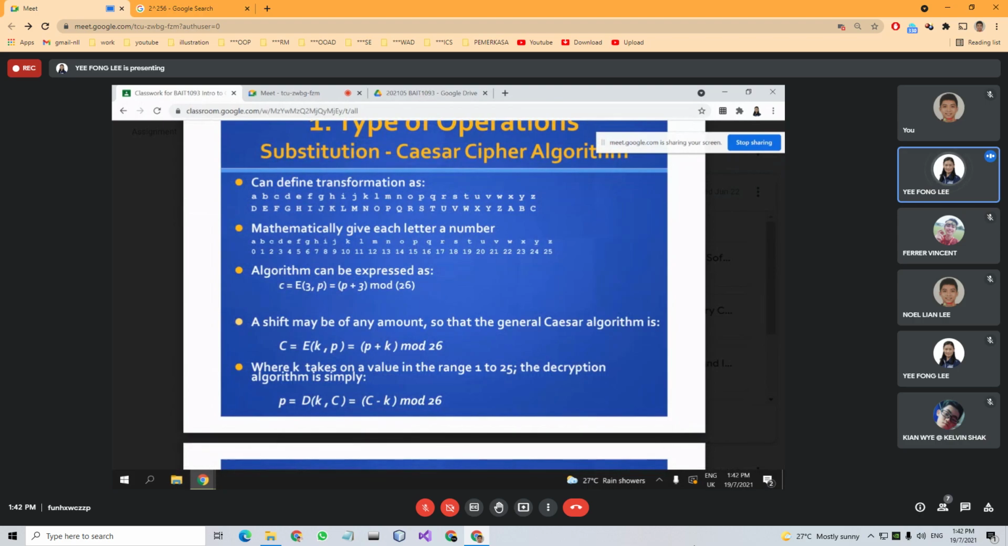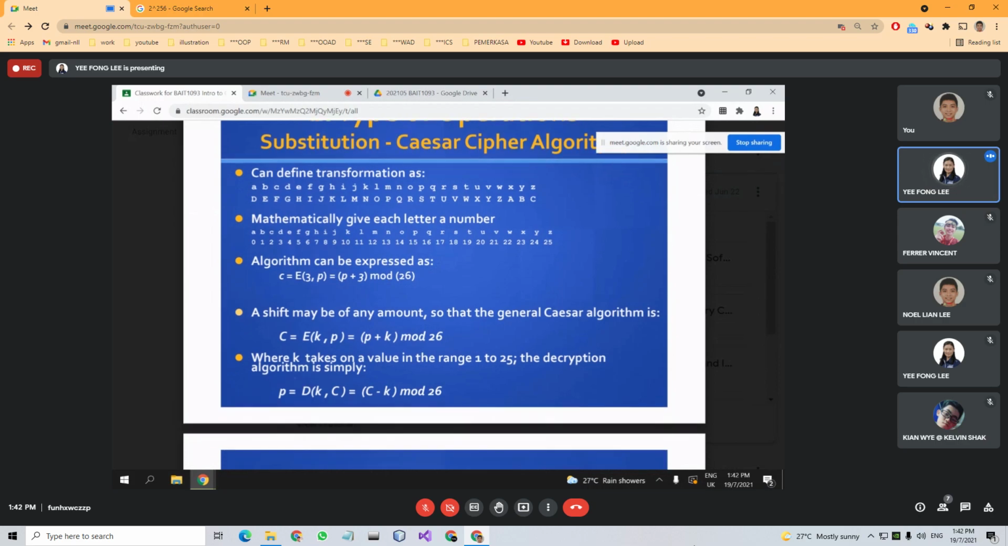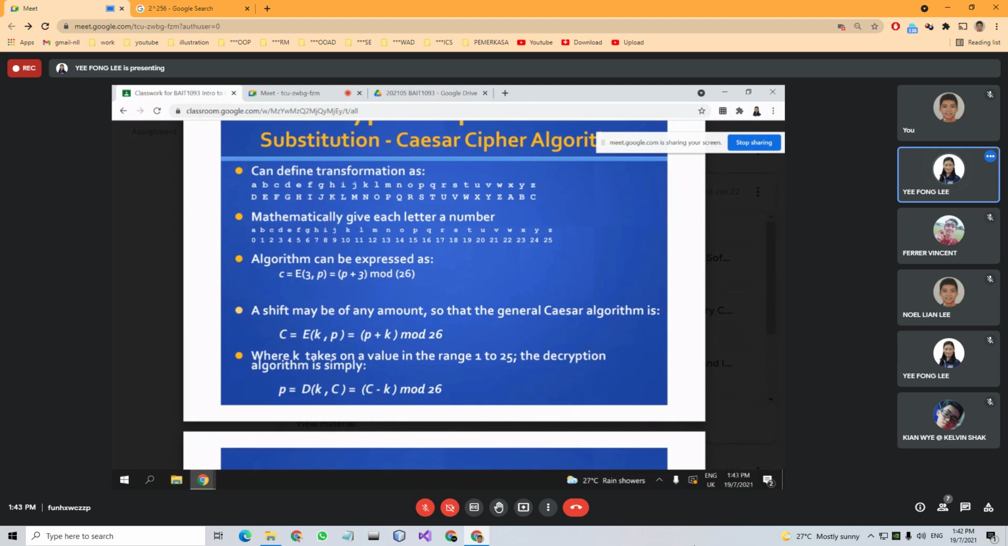Okay, we can define the transformation as 3 letters down, shift 3 letters, and then if you want to retrieve the plain text, you have to go back 3 letters. With mod 26, so after 26 you go back to A again. After Z, it will come back to A again.